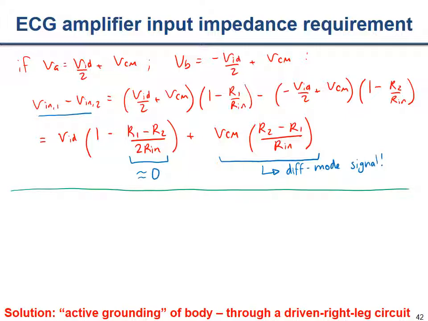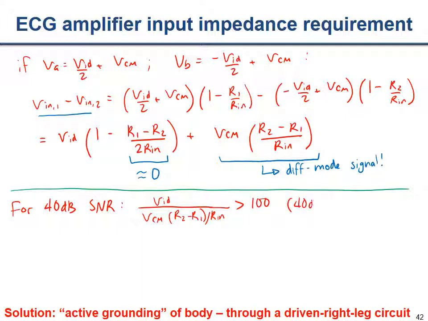All right, so let's go through our SNR calculation again. For 40 dB SNR, we say that VID over VCM times (R2 minus R1) over Rin has to be larger than a factor of 100. That's 40 dB in voltage units. Which means that Rin has to be larger than 100 times VCM over VID times (R2 minus R1).